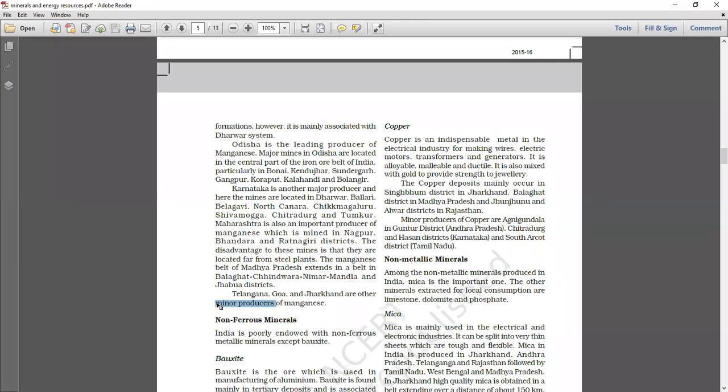We have to learn the areas of each state. If I am talking about Madhya Pradesh, manganese is found in a belt that extends through Balaghat, Chhindwara, Nimar, Mandla, and Jhabua districts. You can see Balaghat, Chhindwara, Nimar. This is the belt where manganese is extracted. We should keep this in mind.